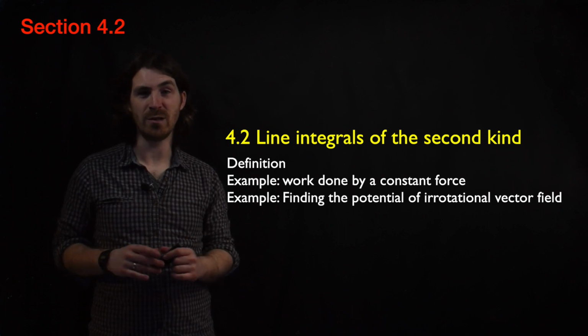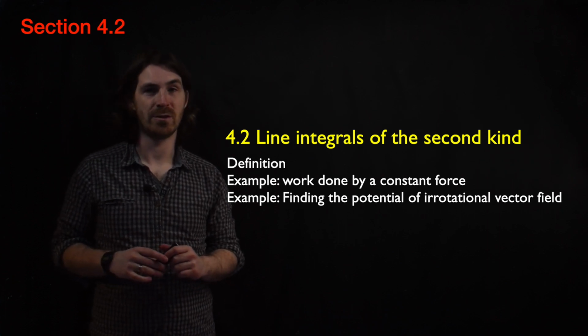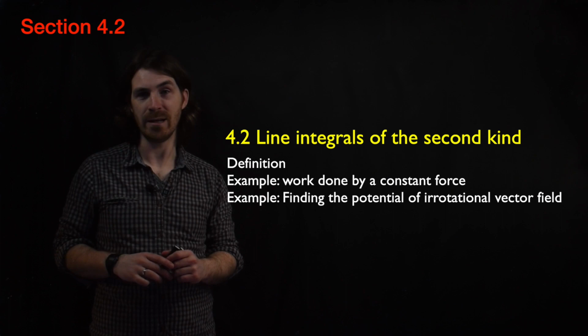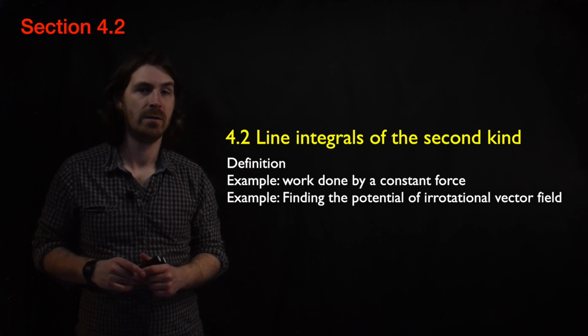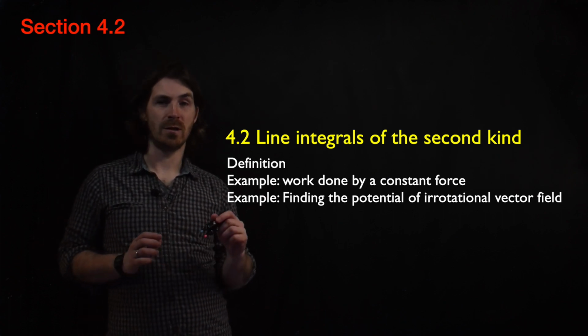So previously we learnt about new types of integrals. These are line integrals, and we looked at line integrals of the first kind. These are integrals of a function along a curve, and we saw that for those types of integrals, the direction along the curve that you take doesn't matter. Now we're going to think about what we can do for vector functions, and we find that we get a different type of line integral. This is the line integral of the second kind.